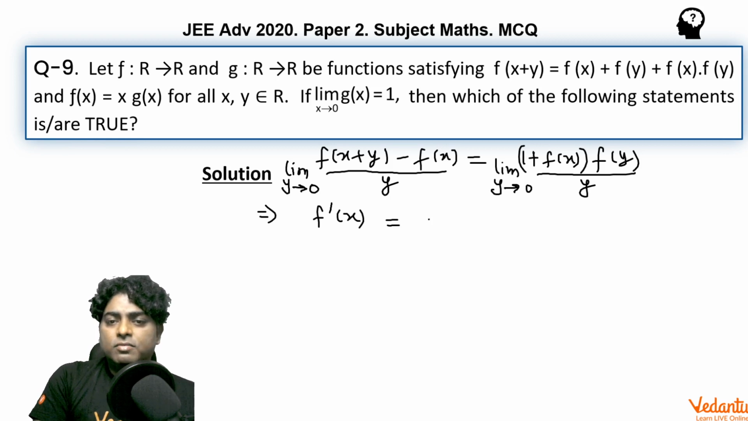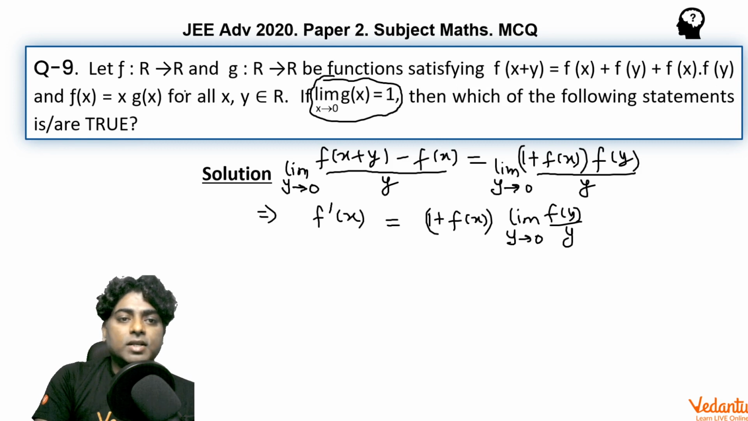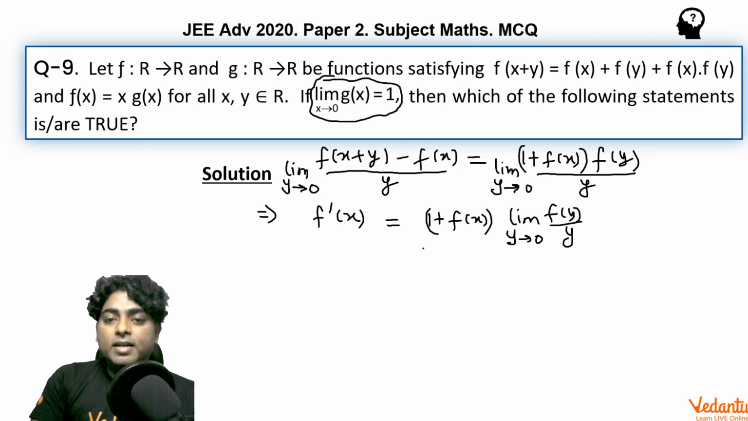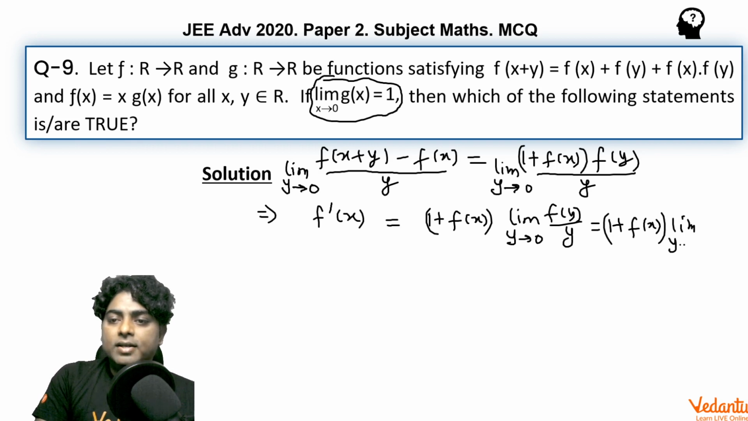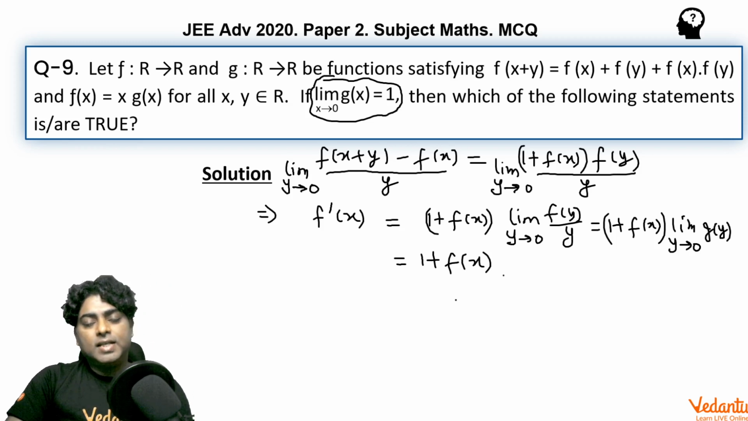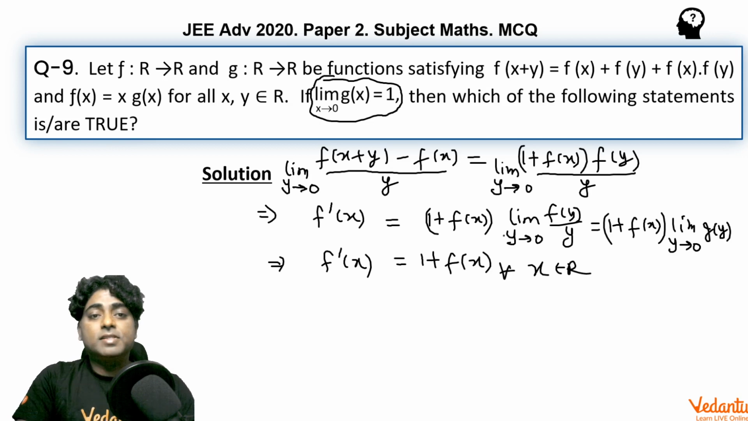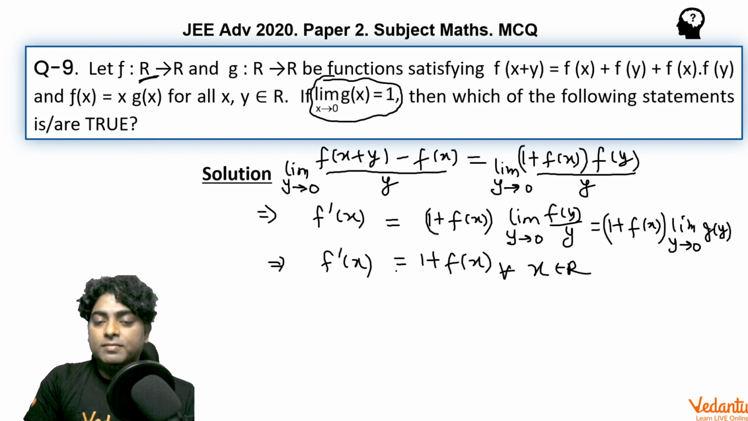On the right, the limit is on y, so I can take 1 plus f(x) common, and the limit of f(y) upon y as y tends to 0. If you look carefully at the problem, the limit of g(x) is 1 and g(x) is actually f(x) upon x. So I can write it as 1 plus f(x) times the limit y tending to 0 of g(y), and it is 1, so it is finally 1 plus f(x), right? So from here directly we can say that f dash x is 1 plus f(x) for all x belongs to R, and f is defined everywhere. So f dash x is defined everywhere, f is differentiable everywhere. So option A must be correct.